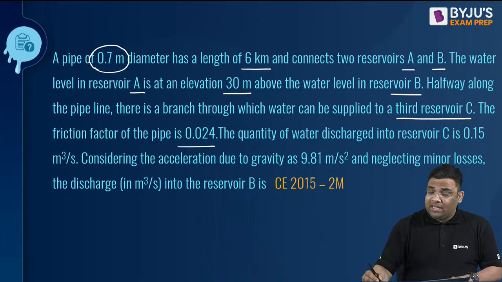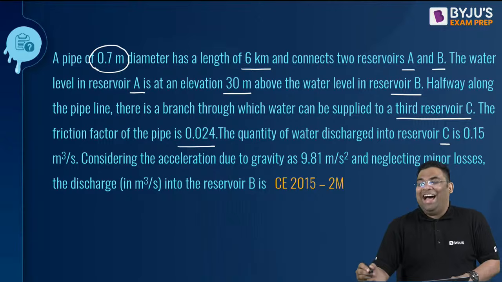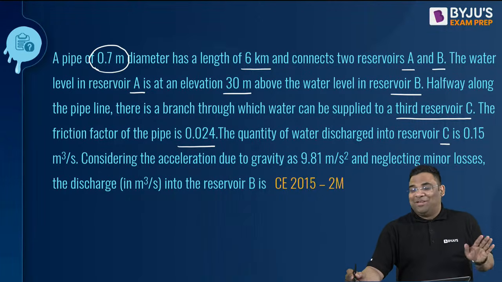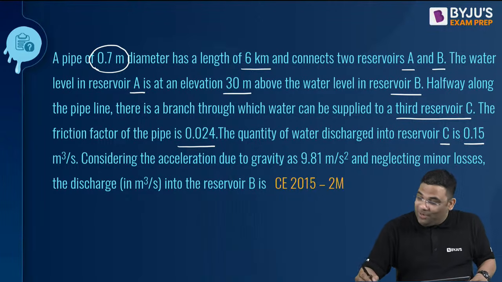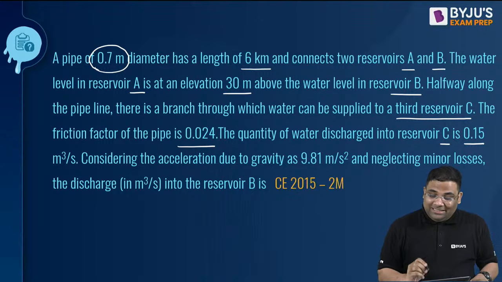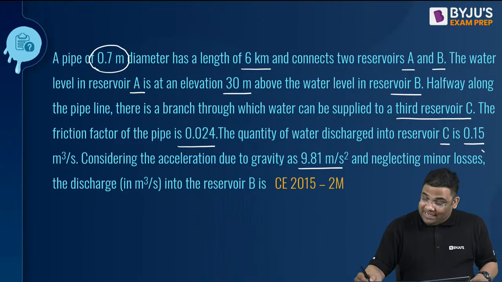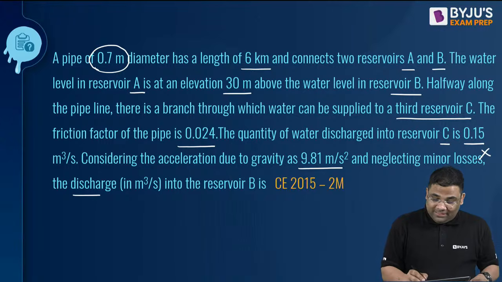Quantity of water discharged into the reservoir C. Amir knows the trick. That was a good reply. C is 0.5. Considering acceleration due to gravity as 9.81 meter per second squared, neglecting minor losses, find out the discharge in B.